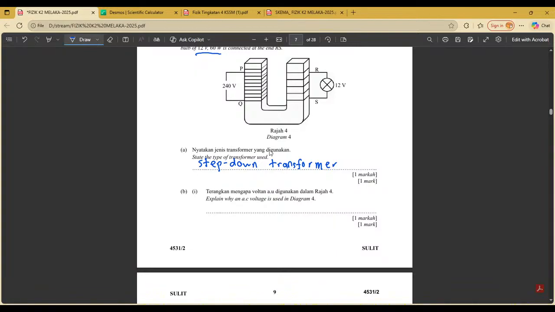Explain why alternating current voltage is used in diagram 4. Creates changing magnetic flux.